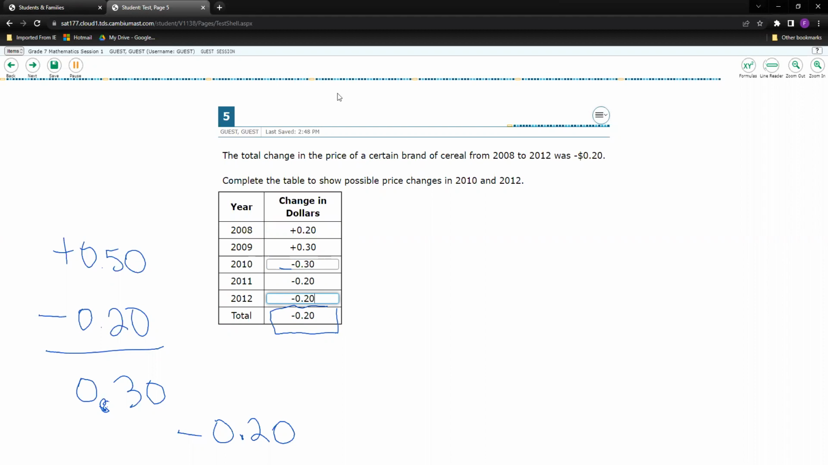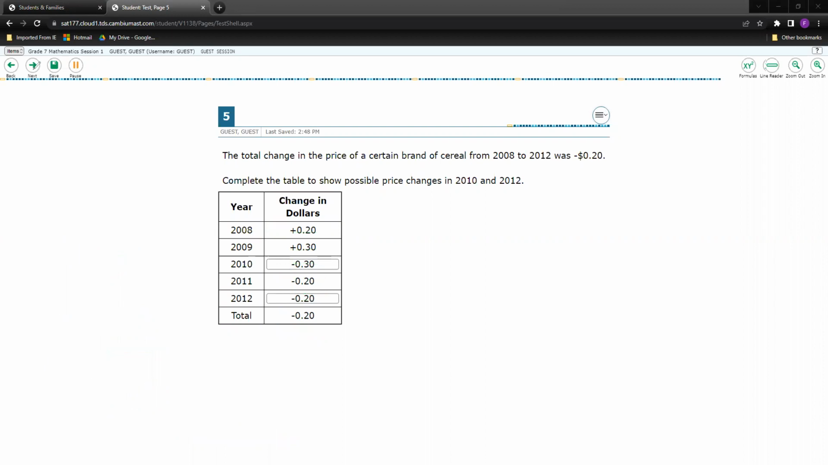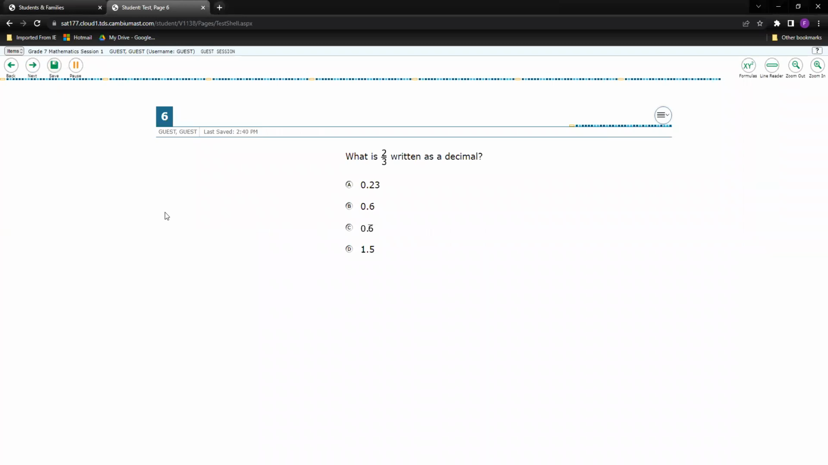Another way to look at it is this way. This was the answer to begin with. So what I needed to do was cancel everything else. So the positive 20 cancels with the negative 20 that I wrote here. The positive 30 cancels with the negative 30 there. And the only thing left is negative 0.20.